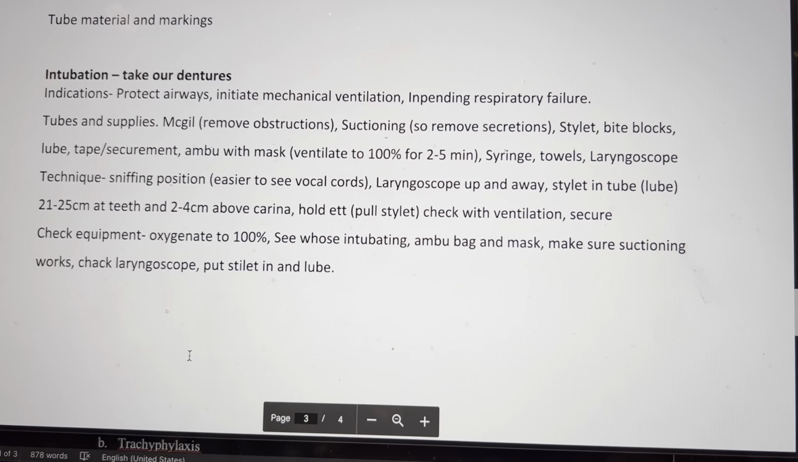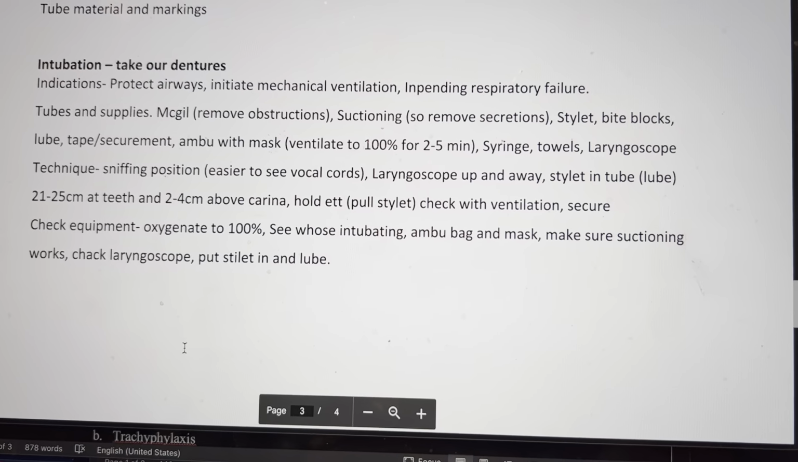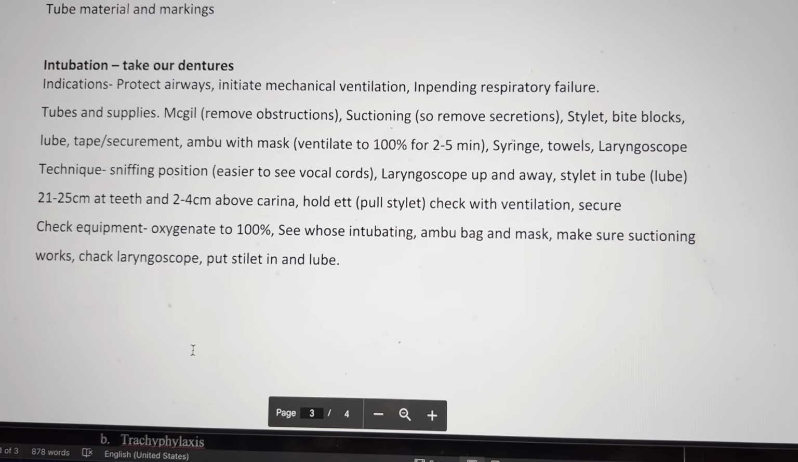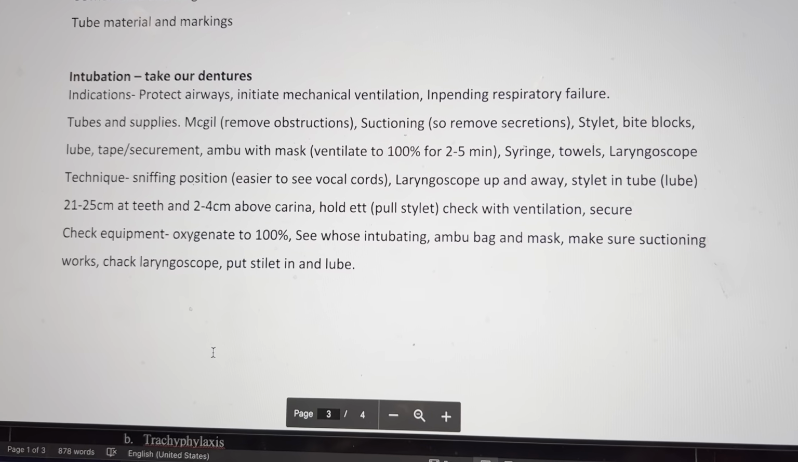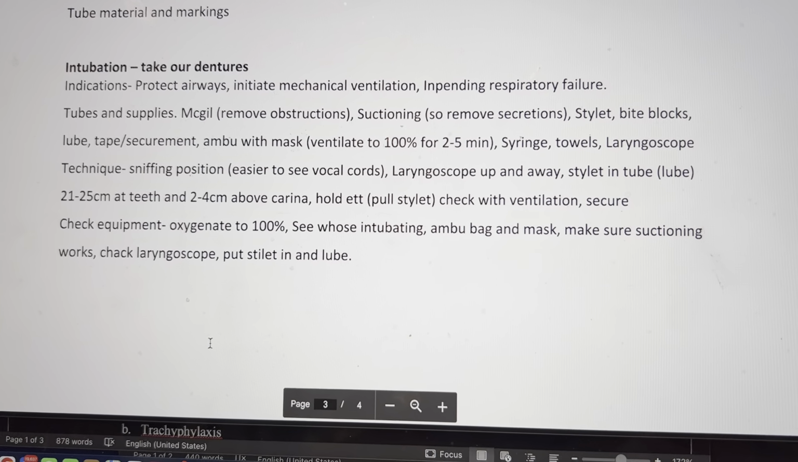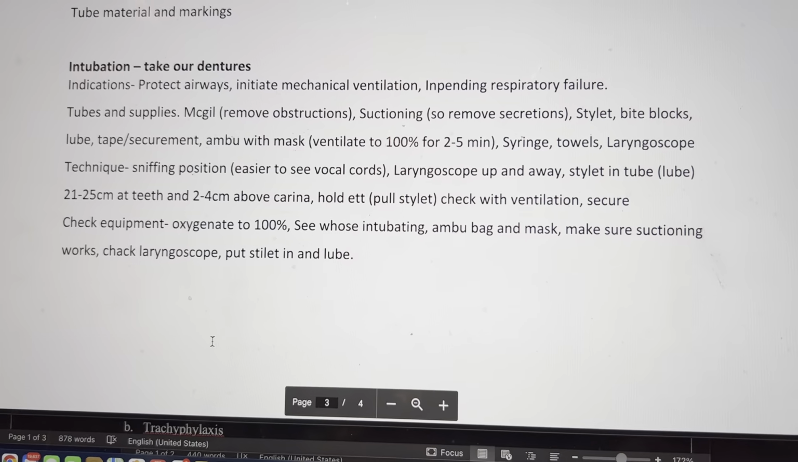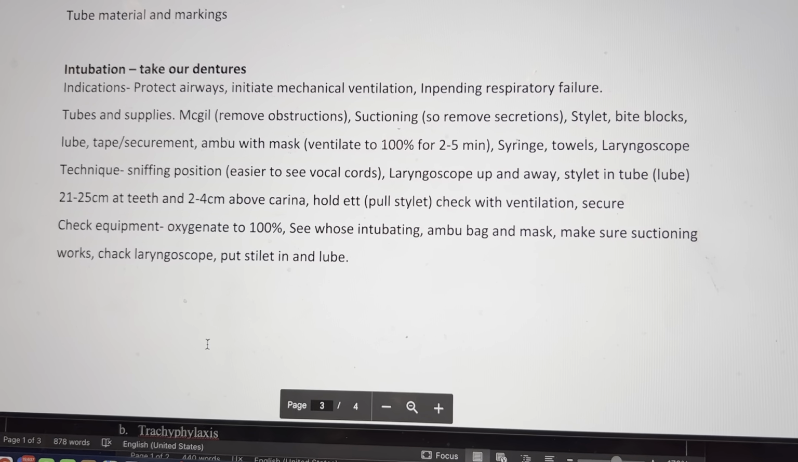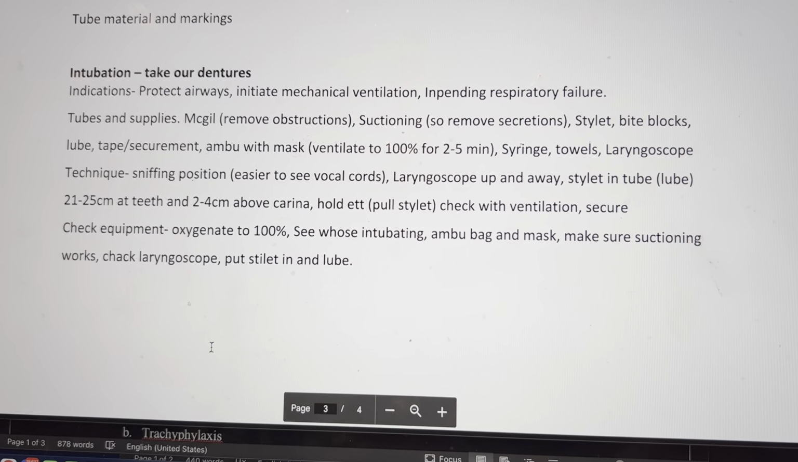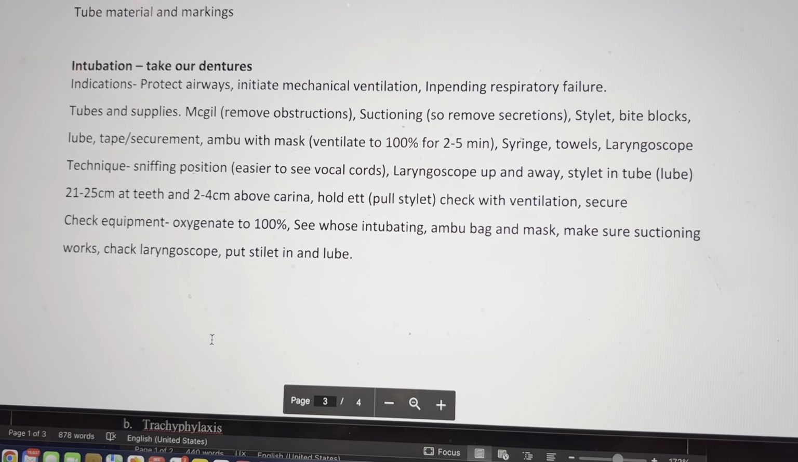We want lube to get the tube in, tape or a securement device. We want an Ambu bag with mask, ventilating to 100% for 2 to 5 minutes. We want a syringe to inflate the cuffs, and we check the cuffs to make sure they work. We want towels and a laryngoscope.